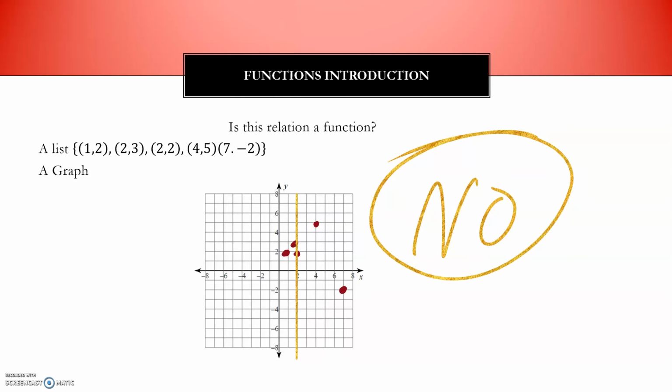See here how, when I did the vertical line at x equals 2, I touched 2 of the points on the graph, (2, 3) and (2, 2). Because I did that, this is not a function. Okay, so if you see that it touches more than 1 point on the graph at a time, we say it fails the vertical line test and is not a function.